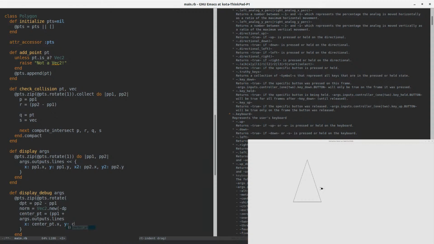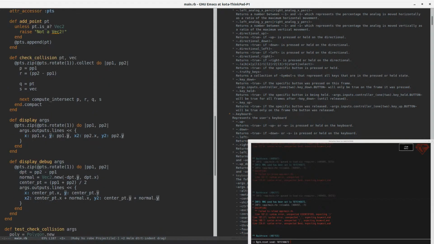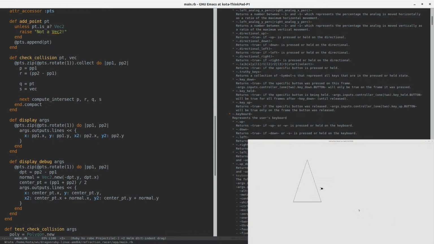X, y, center point dot y, and x2 is now our center point dot x plus norm dot x. Or norm is a bad term, we'll do normal. The reason I don't like norm is that norm is the absolute value of a vector, so normal dot y. And I messed something up here. There's a comma missing. I always mess up the commas.